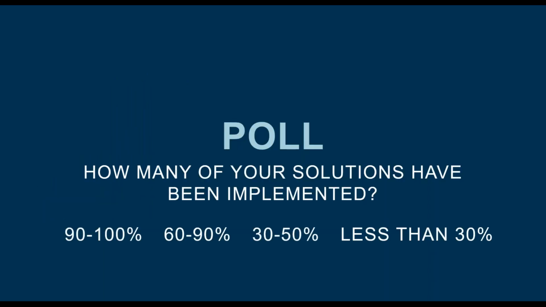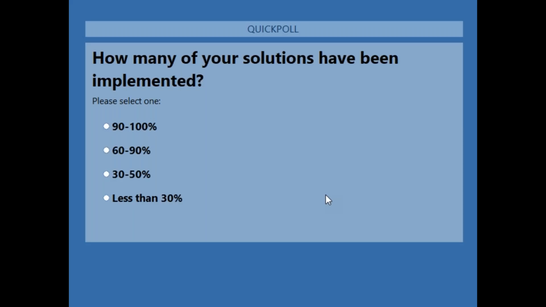So here we are onto the second poll. Similar to the last, this should pop up on your screen. I want to ask you guys, how many of your solutions have been implemented? Poll open for a minute or two again and collect everyone's answers and then review the results.